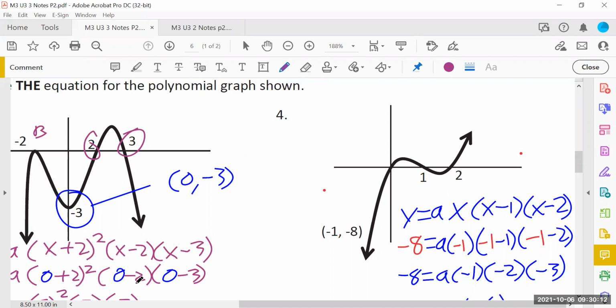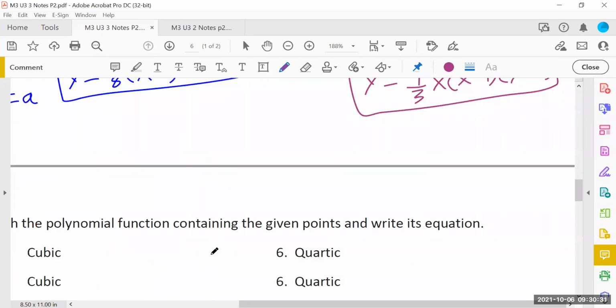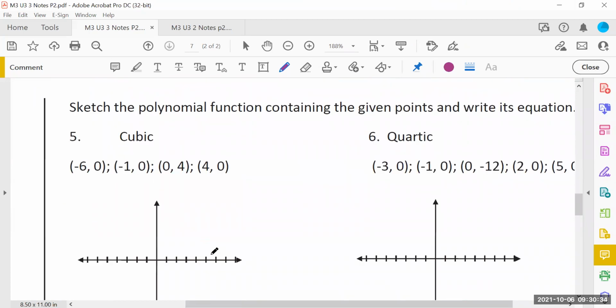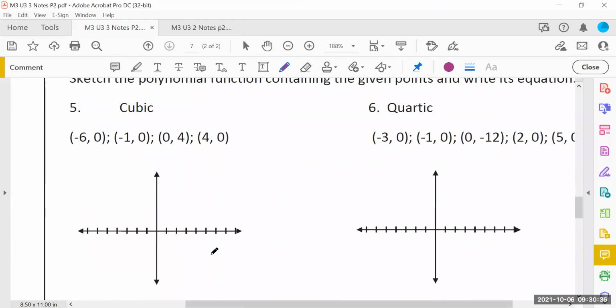And then if you're working on number 4 on the homework, the point that you're going to use is that 0, -3 y-intercept. Give you a minute or so to finish up number 4 if you're still working on it, and then we're going to move on.